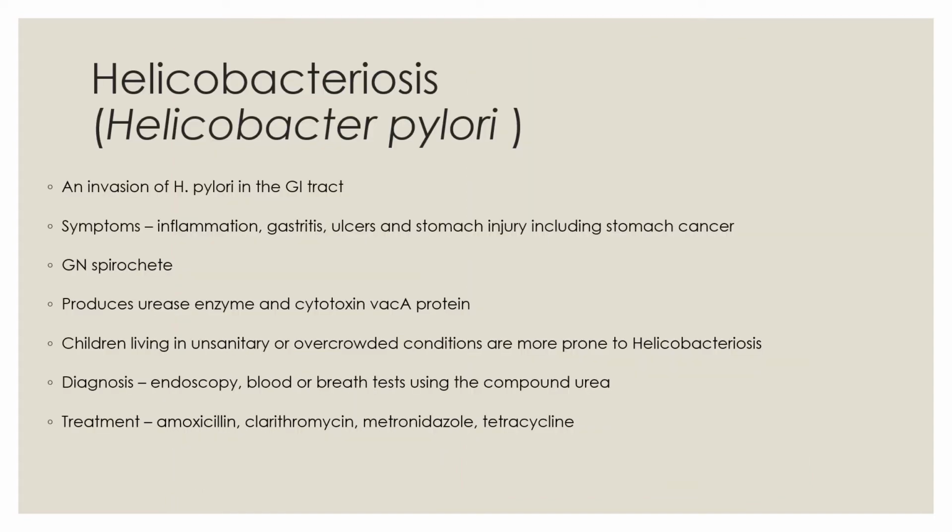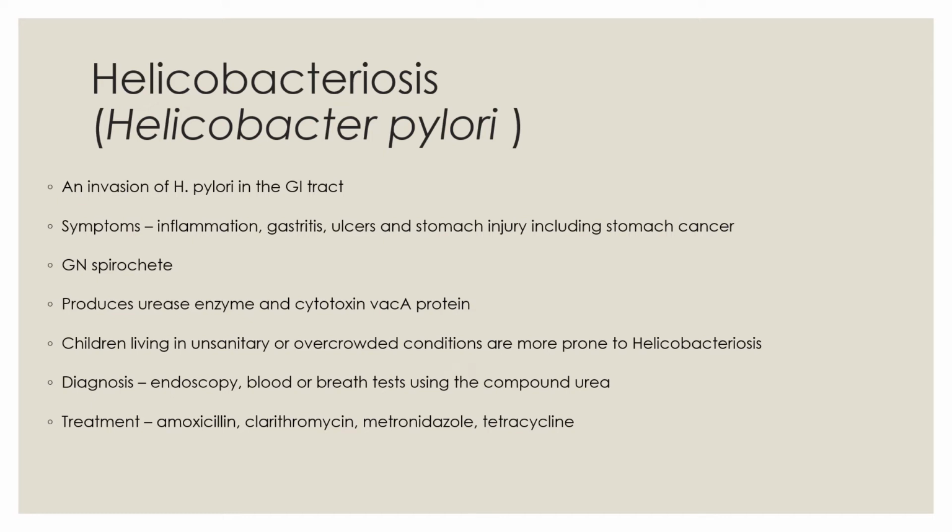Helicobacteriosis is a condition caused by the organism Helicobacter pylori. It's an infection of the gastrointestinal tract. Symptoms of helicobacteriosis would be things like inflammation, gastritis, ulcers, and stomach injury, including stomach cancer. It causes inflammation of the stomach lining. It's a gram-negative spirochete and produces urease enzyme and cytotoxin VacA protein. The VacA protein is a cytotoxin and forms anion channels in target membranes, destroying cellular mitochondria.